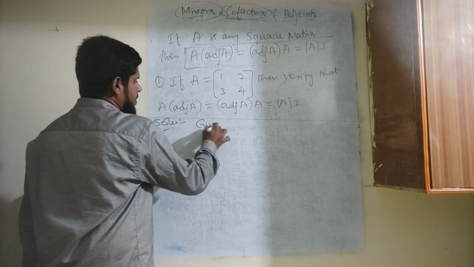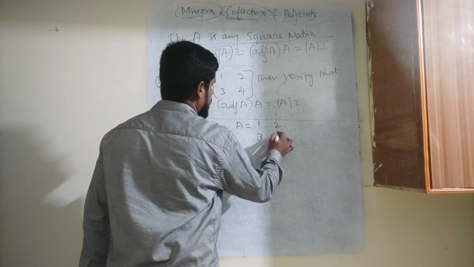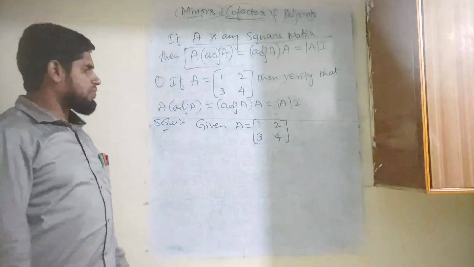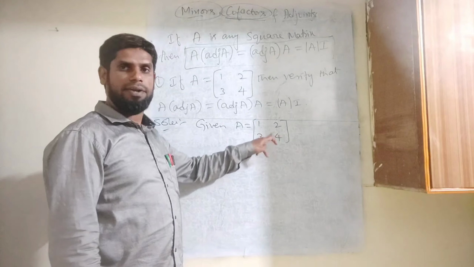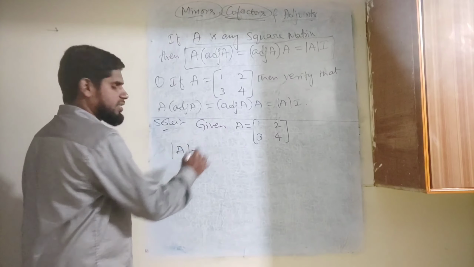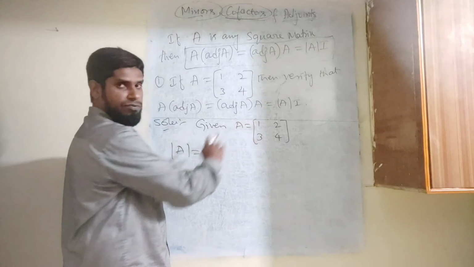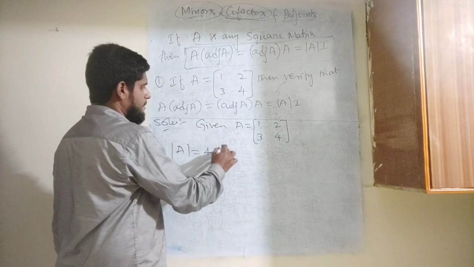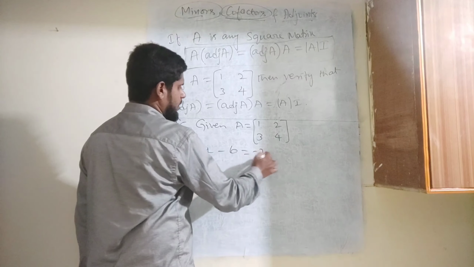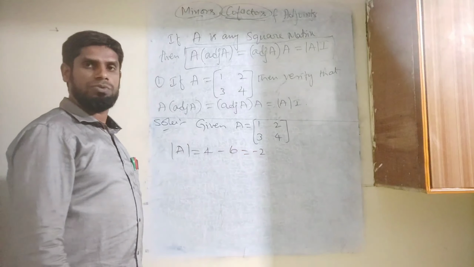Okay, given A equals [1, 2; 3, 4]. Student, first let me find the determinant of this. What is the determinant of this? Directly we will use the cross-multiplication method. 1 into 4 is 4, minus 3 into 2 is 6. Finally it is minus 2. I got the determinant as minus 2.